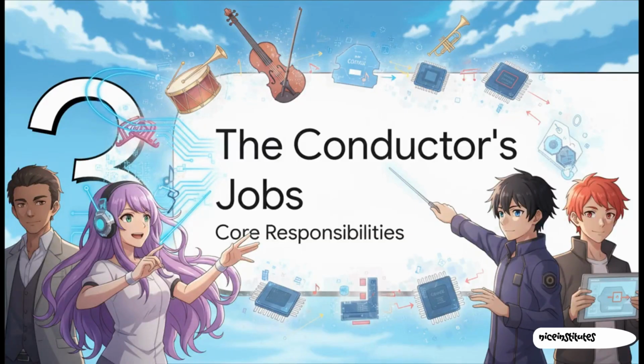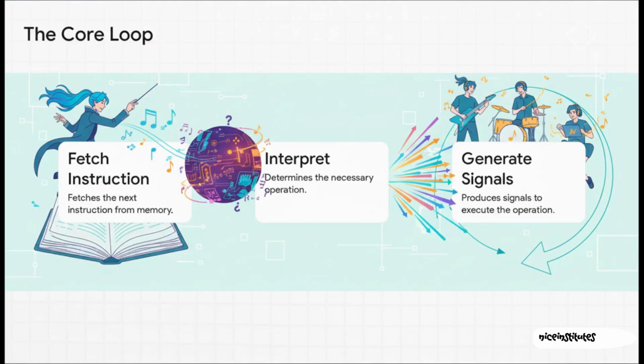So what does a conductor like this actually do during a performance? I mean, what are its main jobs? Let's dig into the control unit's core responsibilities, moment to moment. The control unit is locked in this constant, ridiculously high-speed loop. First up, it fetches an instruction. That's like our conductor reading the next bar of music. Step 2, it interprets that instruction. It has to understand what it just read.